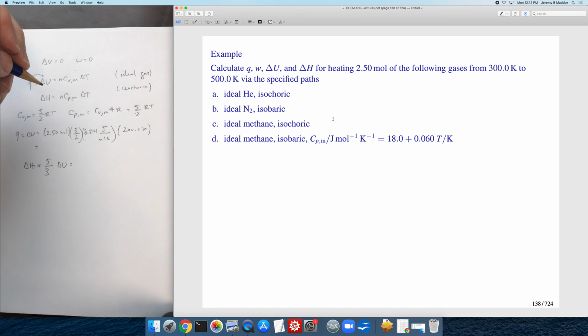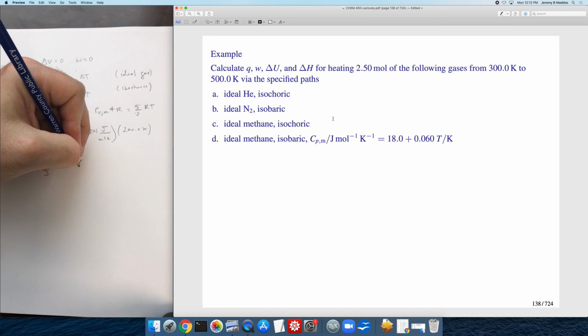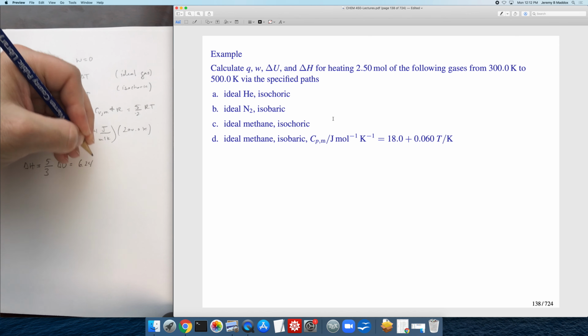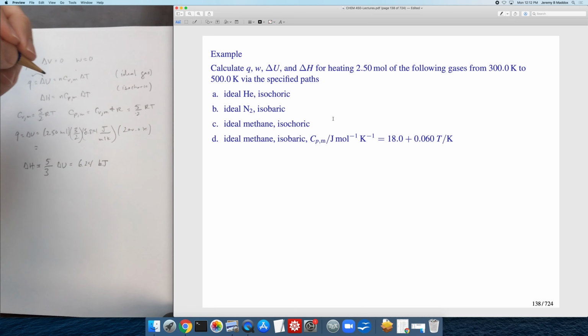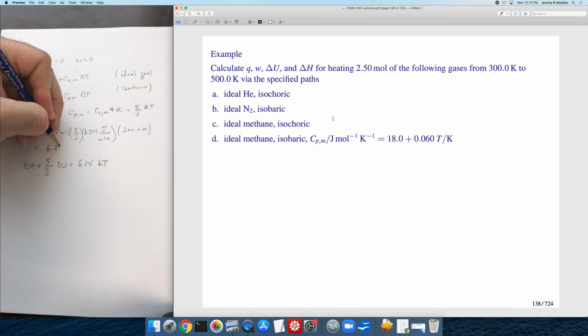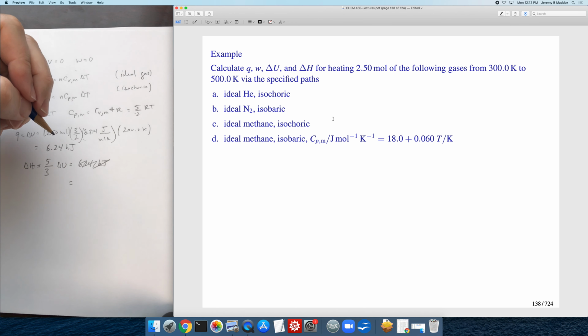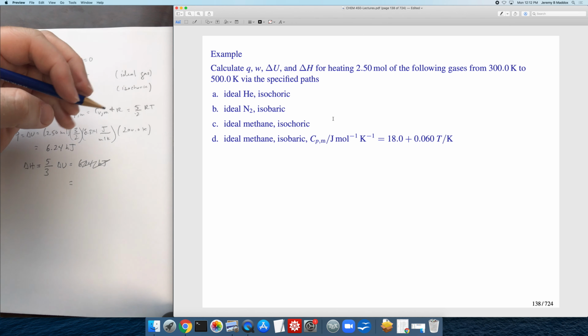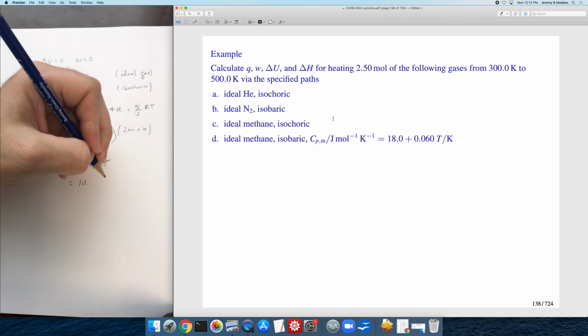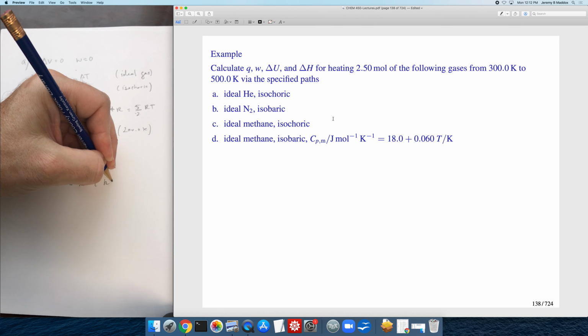So I'm getting 6.24 kilojoules. Oh, I wrote it in the wrong place. 6.24 kilojoules. And then I'm going to multiply that by 5/3. That is 10.4 kilojoules.